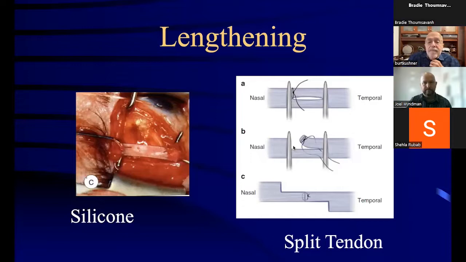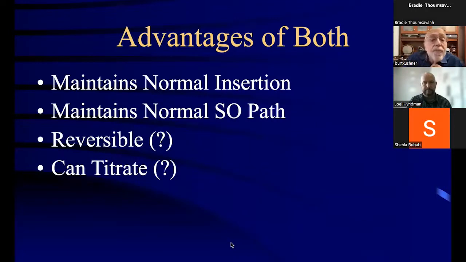And then I'll cut that, tenotomize it, bring the sutures through the temporal end of the anterior half, release the hemostats and tie, and this is what I do. It's a Z tendon lengthening procedure. Now, note in this, there's one knot, and it's further from the superior rectus, so it's further off the sclera. So the advantages: both maintain the normal insertion and the normal superior oblique path. They're both, at least in theory, reversible.